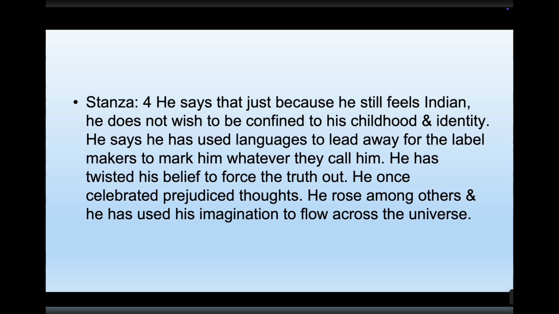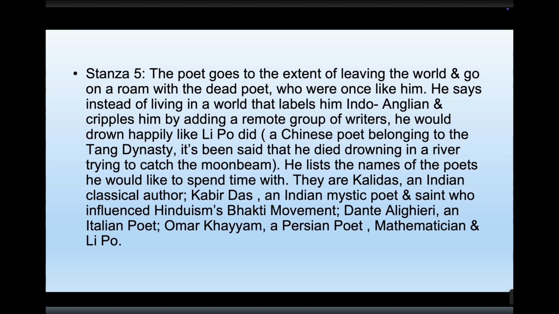In the fifth stanza, the poet goes to the extent of leaving the world to roam with the dead poets, who were once like him. He says that instead of living in a world that labels him Indo-Anglican and cripples him, among a remote group of writers he would drown happily in life. He lists the names of the poets he would like to spend time with. They are Kalidas, an Indian classical author, Kabir Das, an Indian mystic poet saint who influenced Hinduism and the Bhakti movement, Dante Alighieri, an Italian poet, Omar Khayyam, a Persian poet and mathematician, and Lippo.